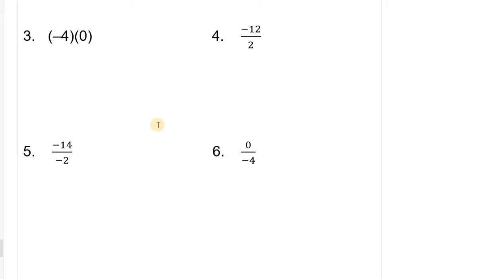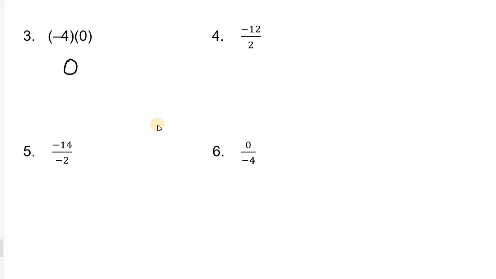Problem number 3 of negative 4 times 0. Now this problem doesn't really fall into that category of having same signs or different signs because 0 is neutral. So it's not positive or negative. Anything times 0 is always going to be 0. So negative 4 times 0 is 0.